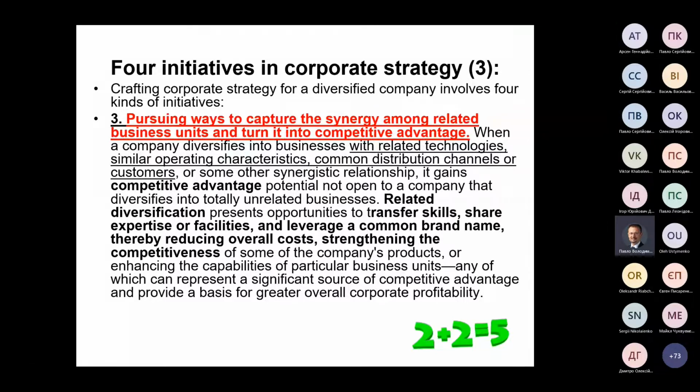The most simple example is that we want to enter a new market, and we have equipment which we need to enter this new market. So we do not need to buy new equipment for this purpose. So we can have bigger profit compared with the company which wants to enter the new market without this equipment. This company will have to buy this new equipment.